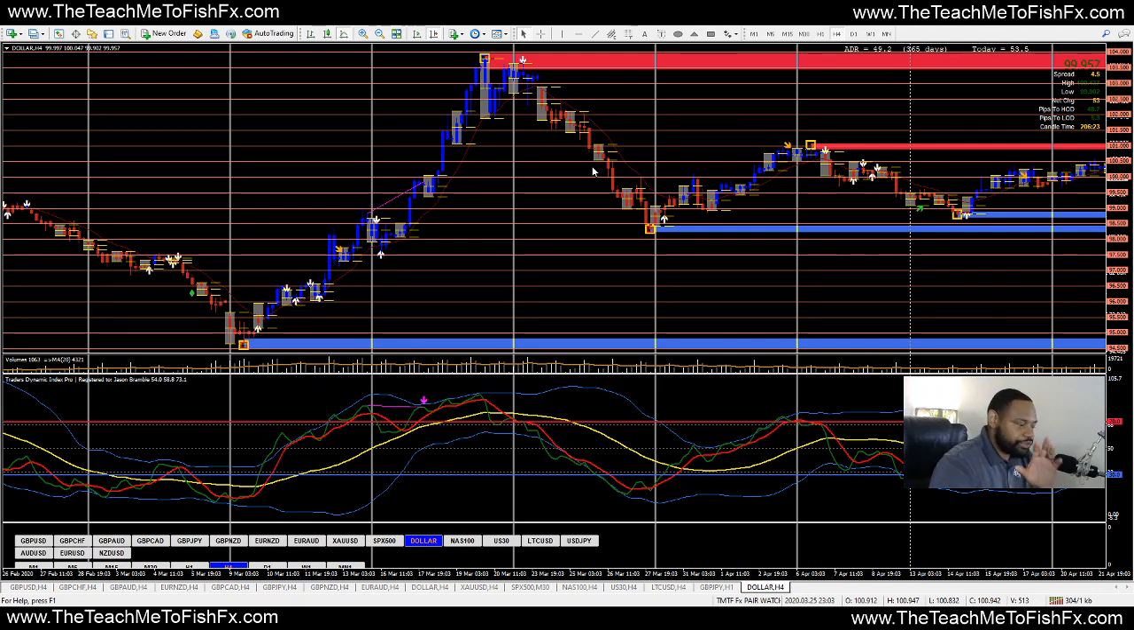But for this broadcast, I'm going to be showing you guys how to use simple support and resistance. So again, we have our exhaustion square, we have our directional arrow here.